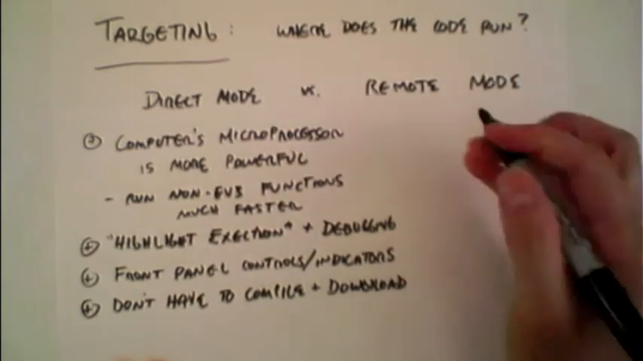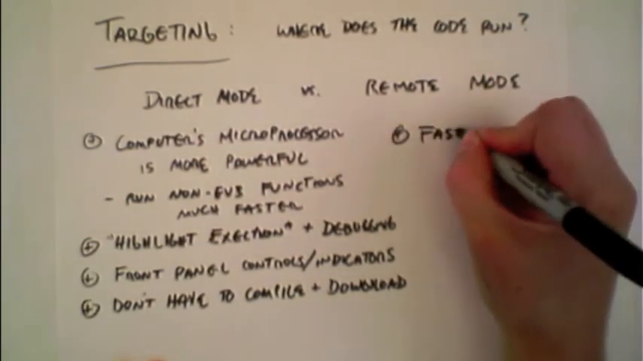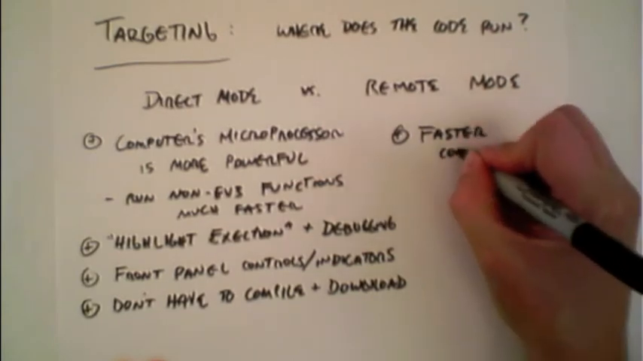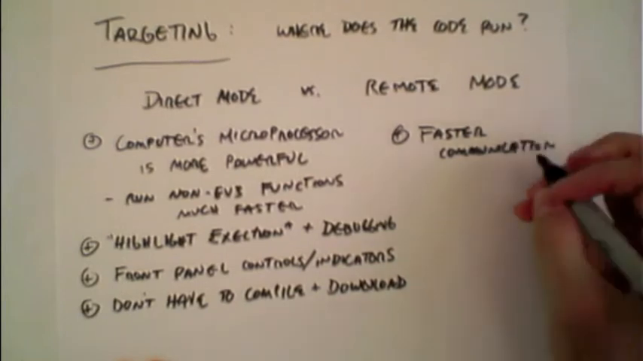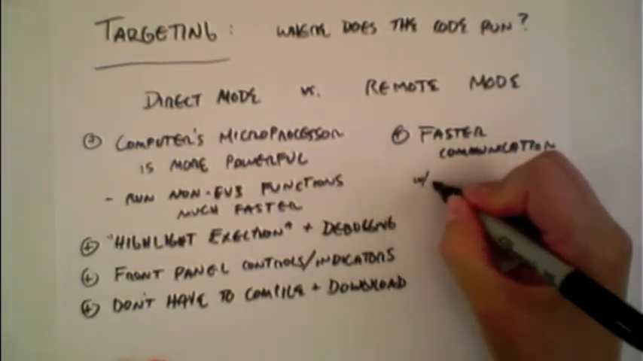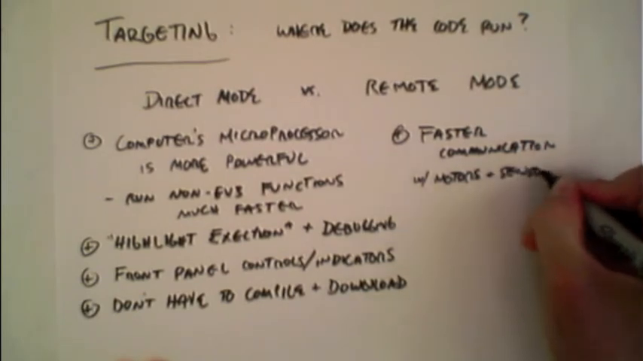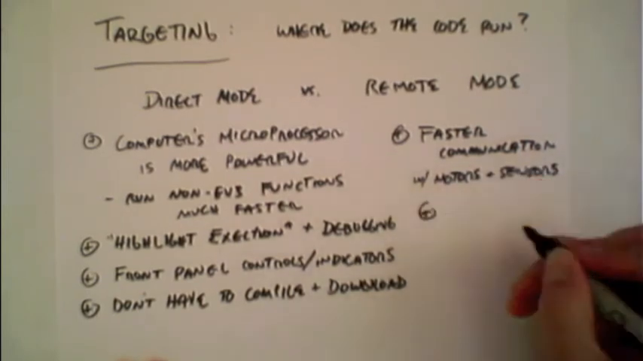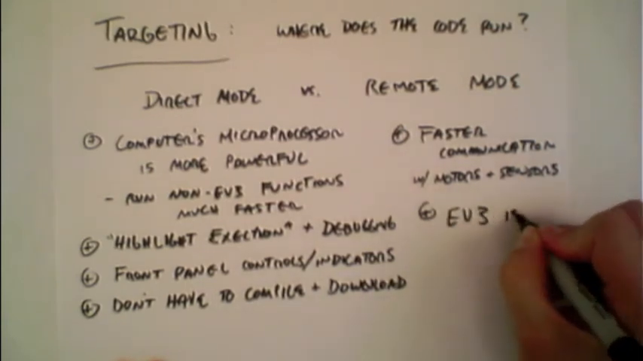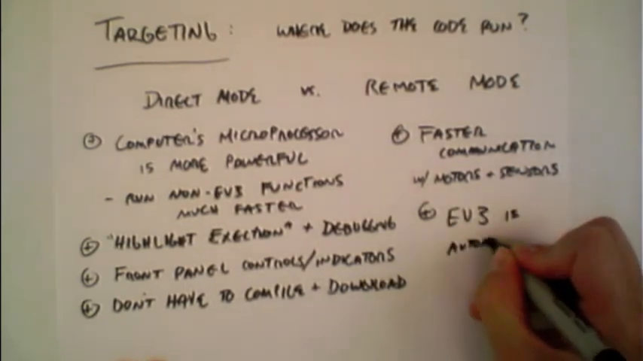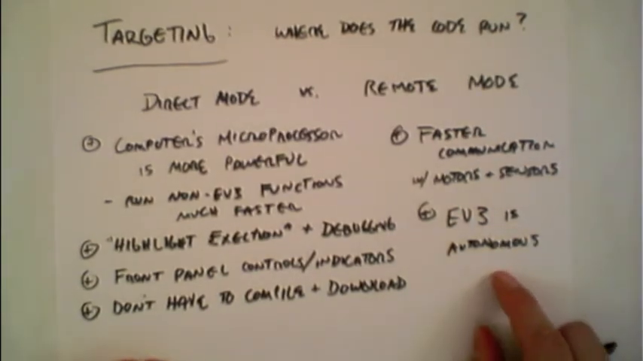With remote mode, if you are using a lot of motors and sensors, there's faster communication when you're running on the EV3 itself. And second, the big advantage of the remote mode is that the EV3 becomes autonomous. So now you're able to take your robot away from your computer and run it anywhere.